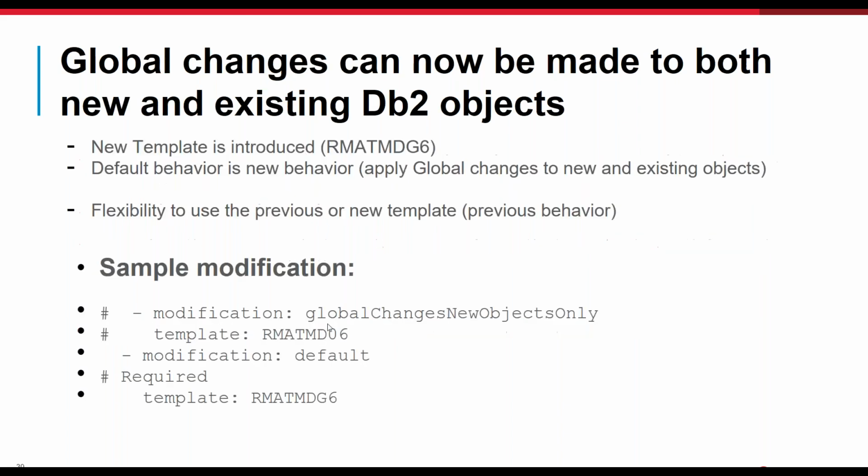On the next page there are screenshots showing the newly added template, the default behavior, and the flexibility to use it. The newly added template name is provided here, and that is the default behavior, which means the global changes are applicable for new and existing objects. If you want the existing behavior, you can change the template name in your parameters, and a sample modification screenshot is provided below.